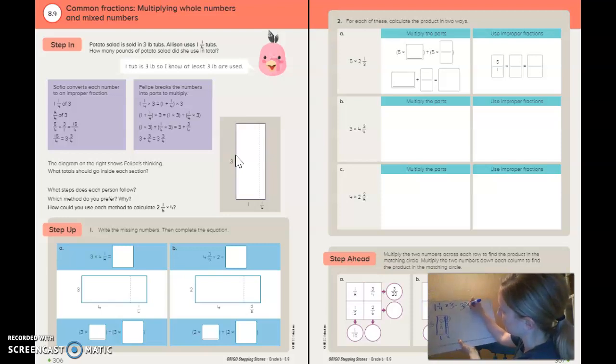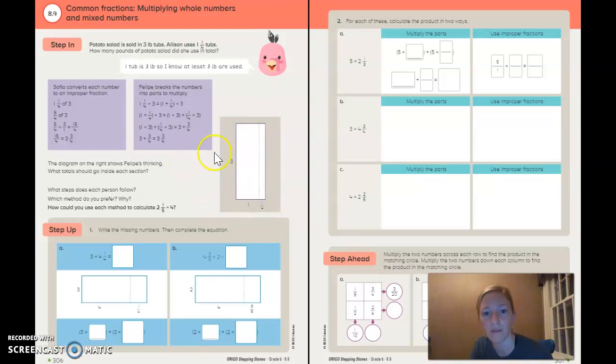3 3/4. Okay? So for me personally, it's easier to do that picture model versus doing all of this math.